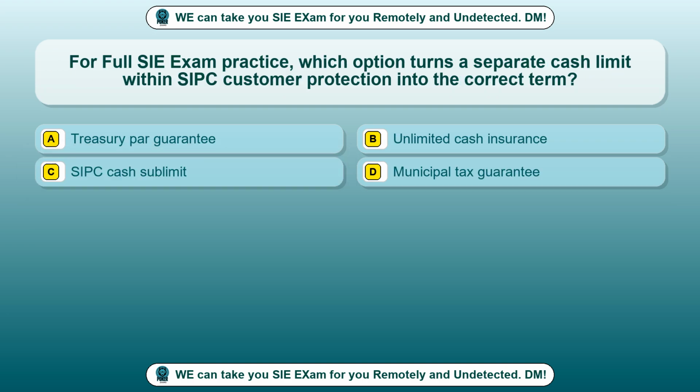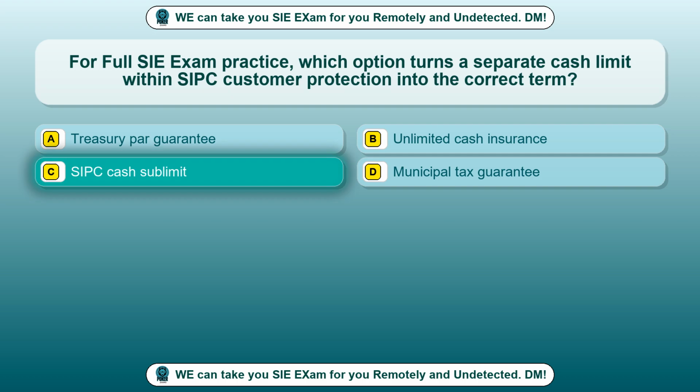Question 55. For full SIE exam practice, which option turns a separate cash limit within SIPC customer protection into the correct term? Option A, Treasury PAR guarantee. Option B, unlimited cash insurance. Option C, SIPC cash sublimit. Option D, municipal tax guarantee. The correct answer is option C, SIPC cash sublimit.